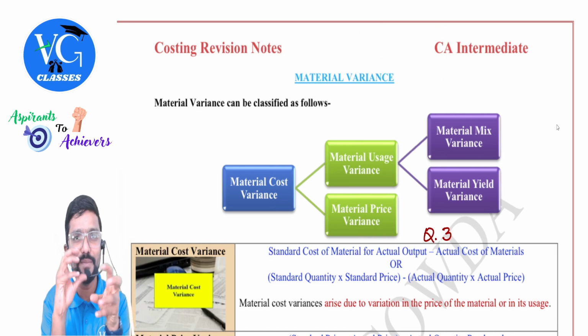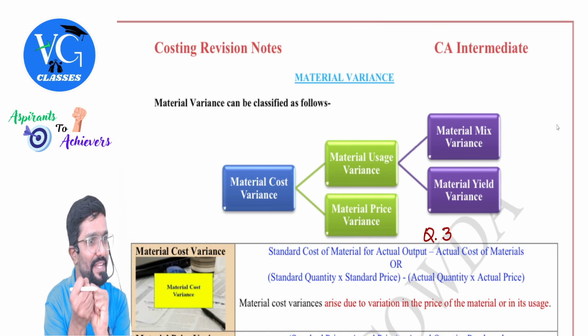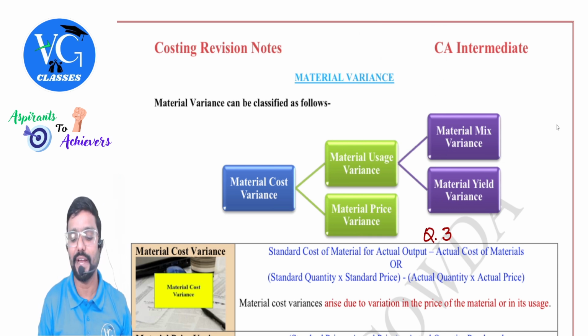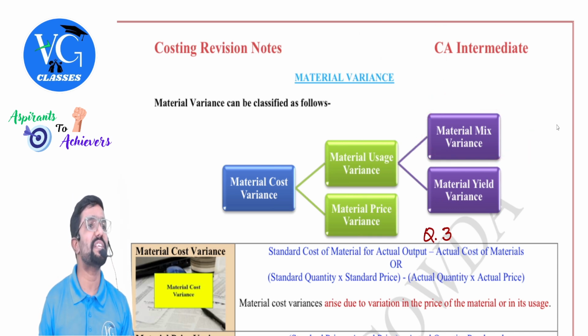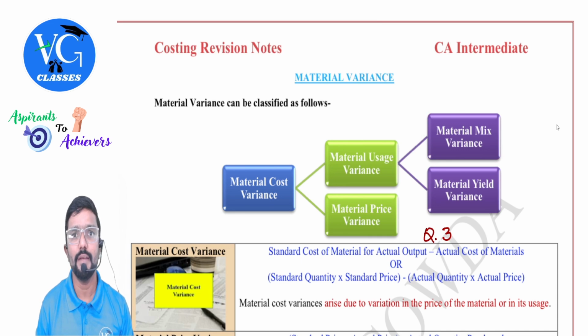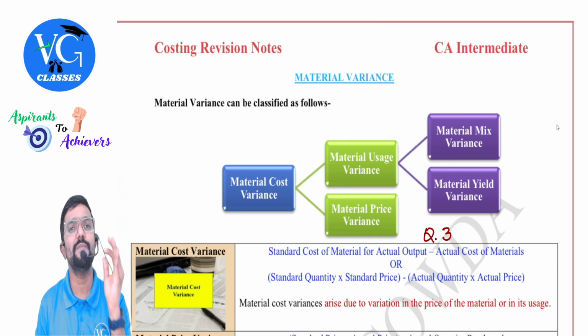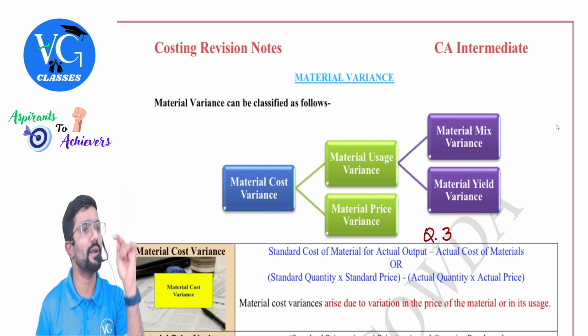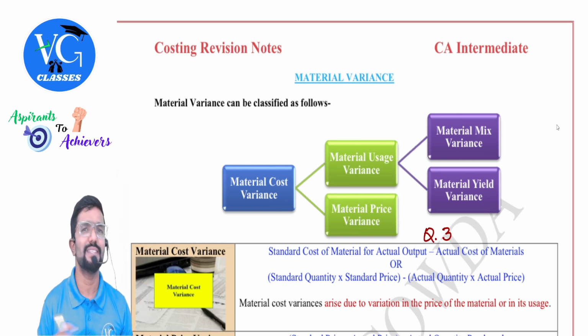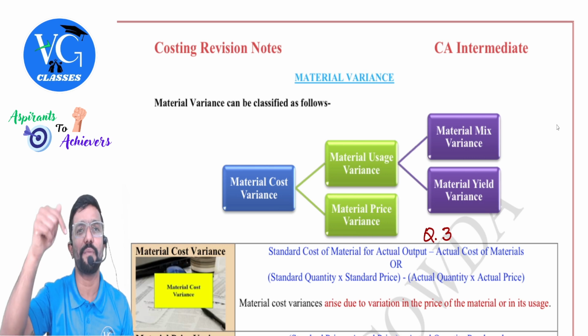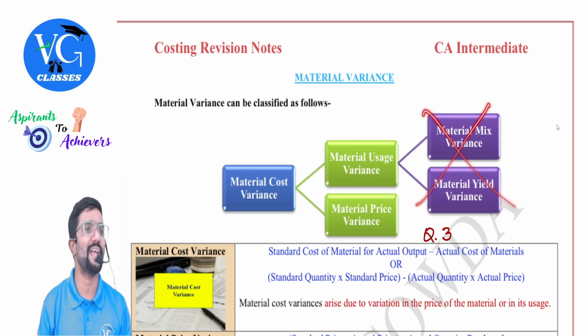So if you have made any mistake in the mix of using the raw materials, whatever variance you get is called material mix variance. When do you get it? Only when there is more than one kind of raw material used in the production process. Sir, I am using only one raw material in my production process. Then this will not come.